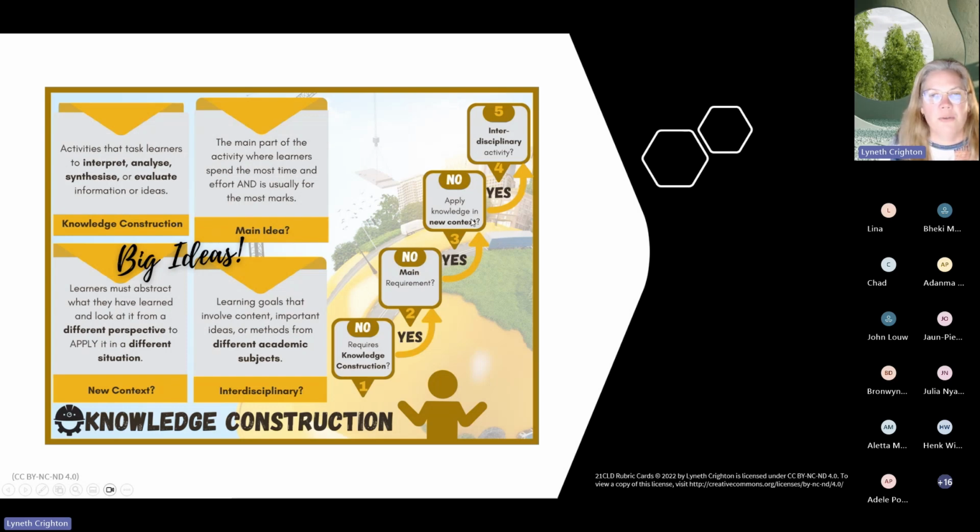And the level 3 question was, do they apply knowledge in a new context? So learners must abstract what they've learned and look at it from a different perspective to apply it in a different situation. And then lastly, the question that is asked last is, is it interdisciplinary? In other words, does it take information, ideas, content, methods from different academic subjects?